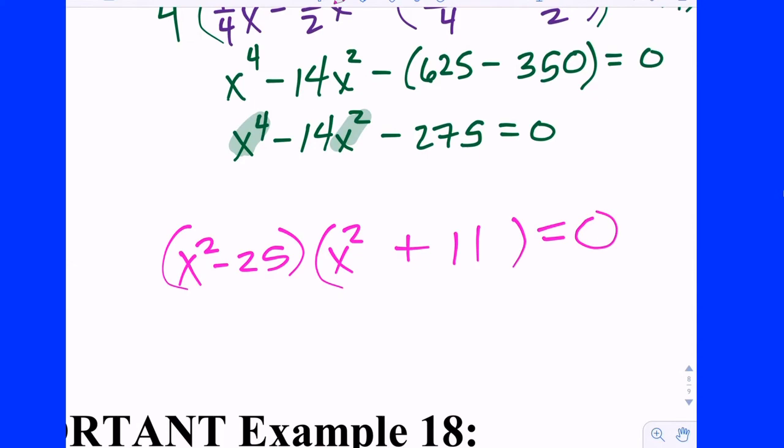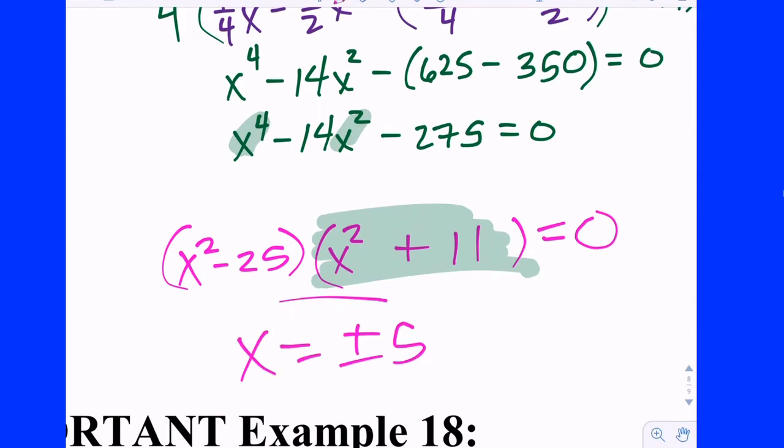Synthetically divide out negative 5. And you'll be left with the coefficients 1, 0, 11. So however you want to do it, here's the factorization. Now the only other two possibilities are going to be the roots of x squared plus 11. Are there any real solutions to that? No. So the two that we found were the only two. So x equals plus or minus 5. But it could have been that there were two other solutions.